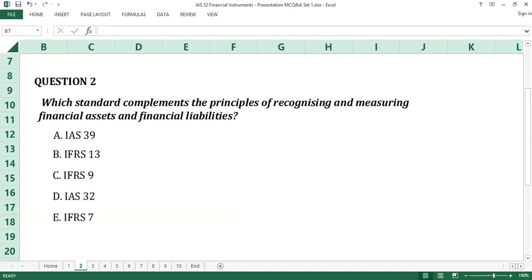Question number 2. Which standard complements the principles of recognizing and measuring financial assets and financial liabilities? A. IAS 39, B. IFRS 13, C. IFRS 9, D. IAS 32, E. IFRS 7. Time counts.